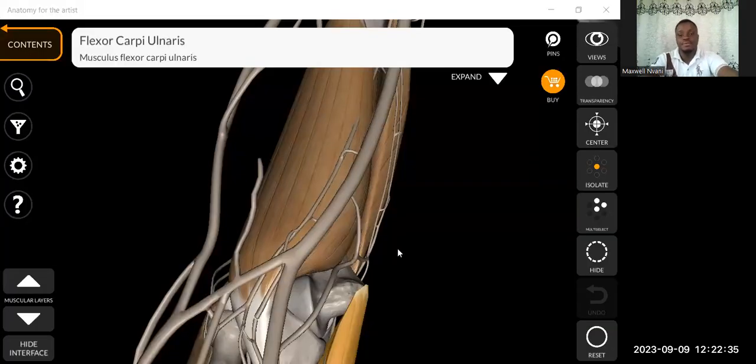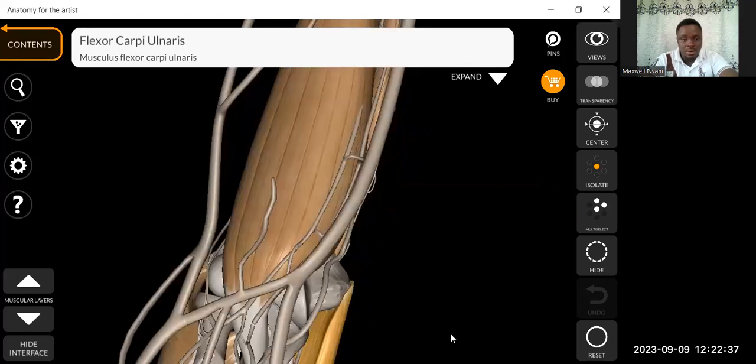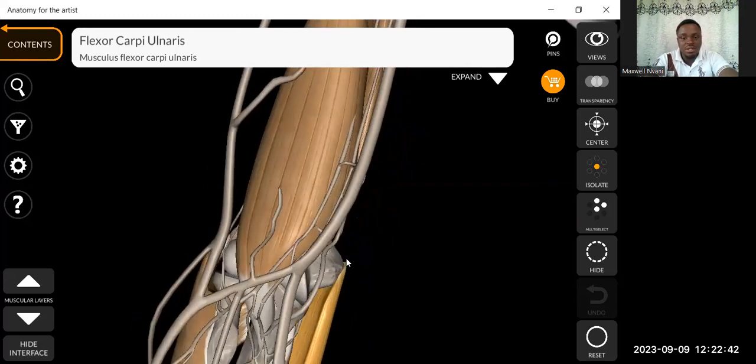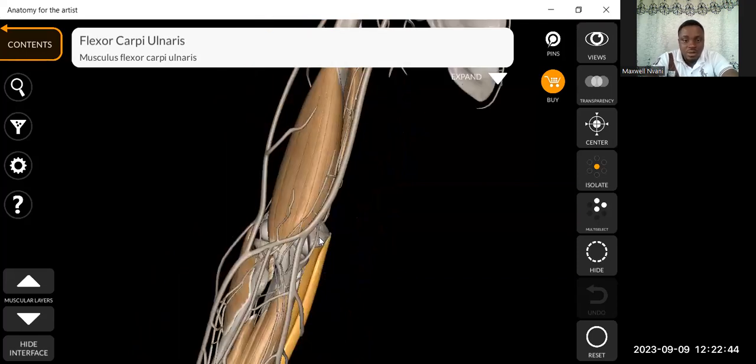Okay, so now I said on the medial epicondyle, where my cursor is, it is a point where all the superficial flexor muscles originate from. So that we call the common flexor origin, okay?